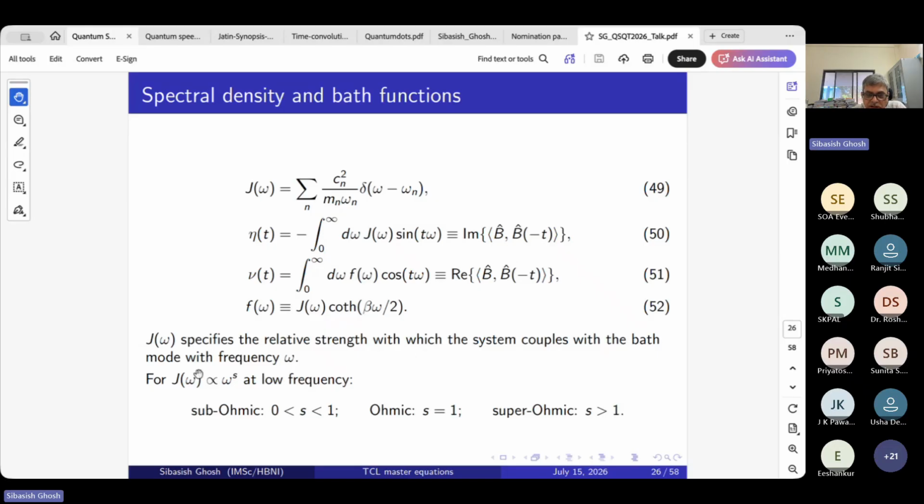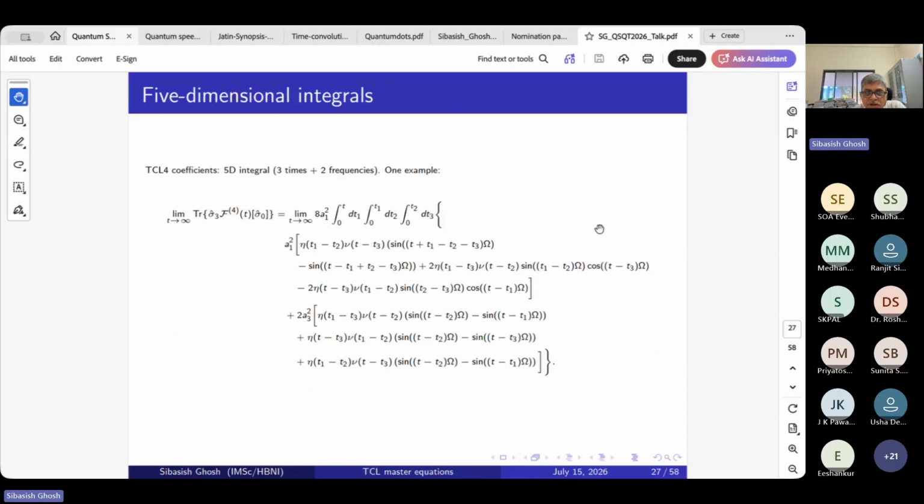So in particular, you can take J of omega to be proportional to omega to the power s at low frequency, so omega is small, and there are three cases that you can consider for this particular form of J of omega. Sub-ohmic case, where s lies between 0 and 1, ohmic case, s is equal to 1, and super-ohmic case, s is greater than 1. Okay, so we will consider this kind of spectral density now. So J of omega is proportional to omega to the power s.